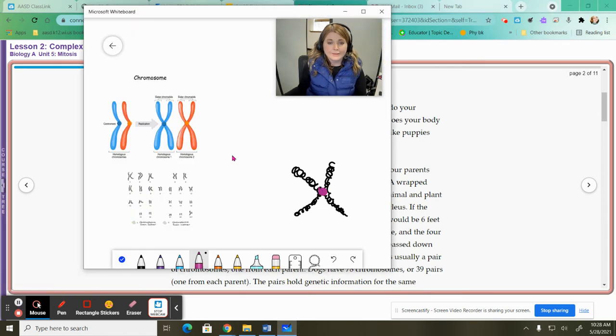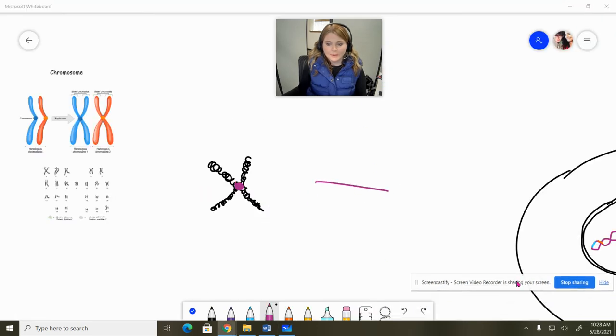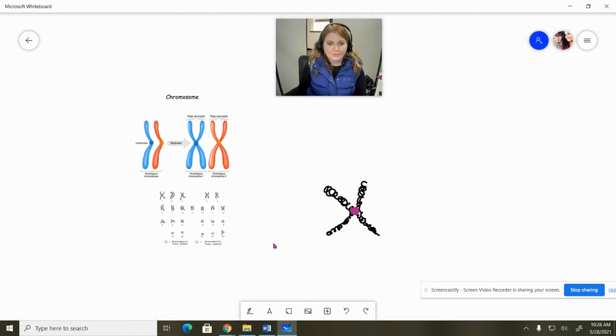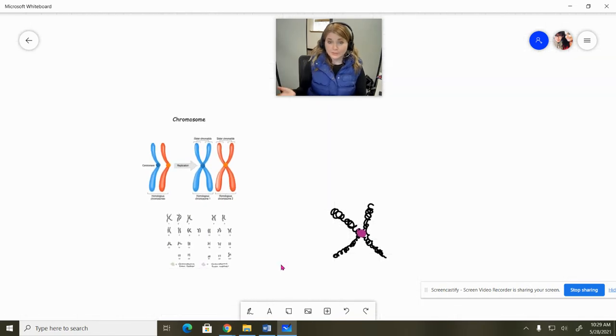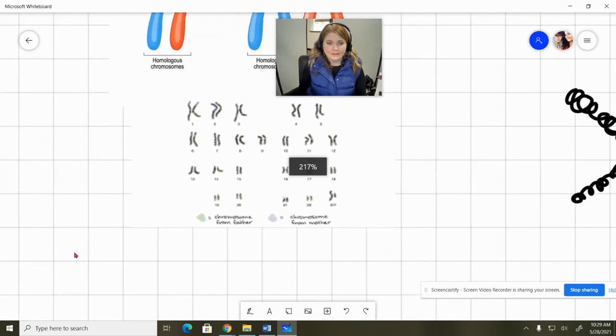I wanted to put a couple of pictures in here, so I paused for a second to get those pictures in place. When you have the chromosome, remember that you have two copies of each chromosome. So I'm going to zoom in on this. This is called a karyotype.